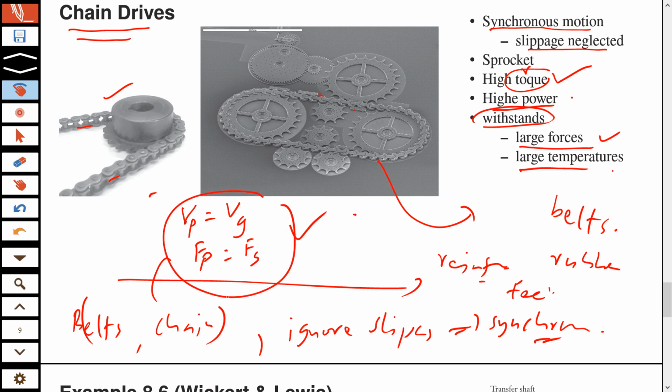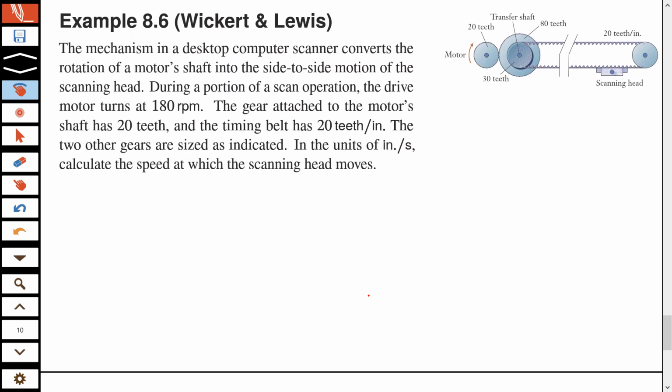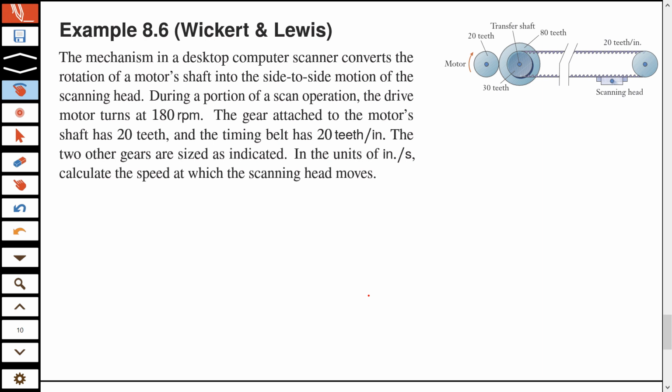Now we can use the same assumption or approximation for belts and chain drives when we ignore slippage. So that we will use for problem solving. We will now solve a few examples, and you will see how that equation works. You use the same equation as you used for gears because you are ignoring slippage. So now let's start with this example.